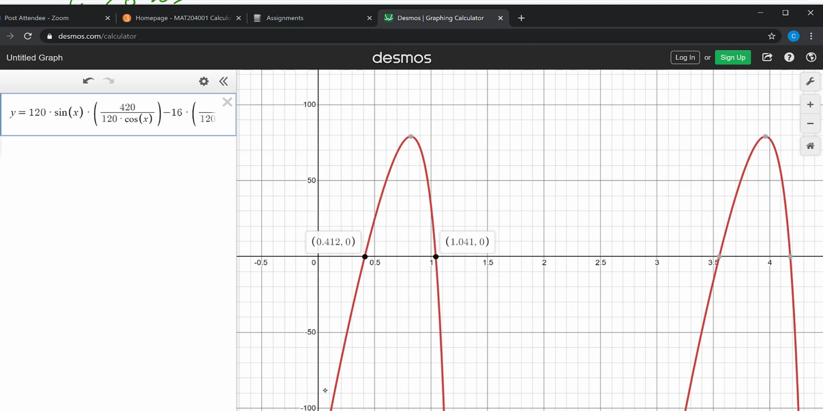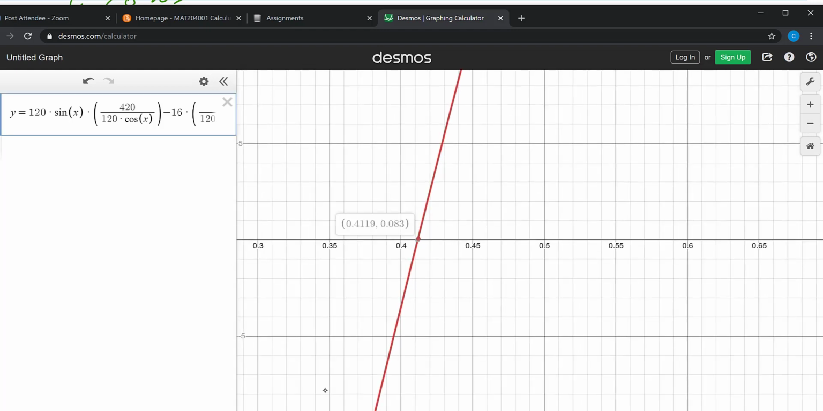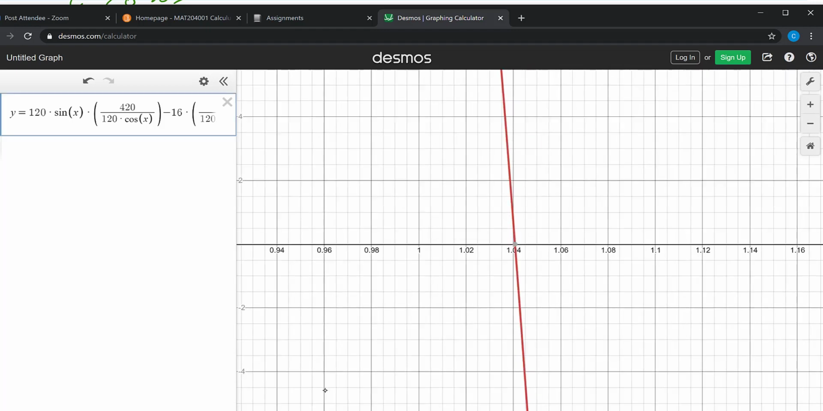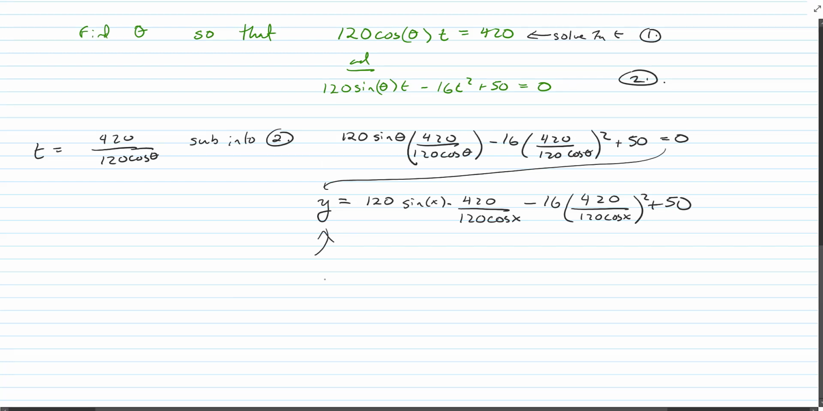Here's the rub though, folks. If you pick those numbers out of Desmos, that's actually not accurate enough to get the correct answer from my MyMathLab. So I'm going to zoom in a little bit closer, and you see that we get 0.4116, and if we go grab the other root over here and zoom in on it, we get 1.0407. So from Desmos, for the x coordinates, x equals 0.4116, and the other one was 1.0407.